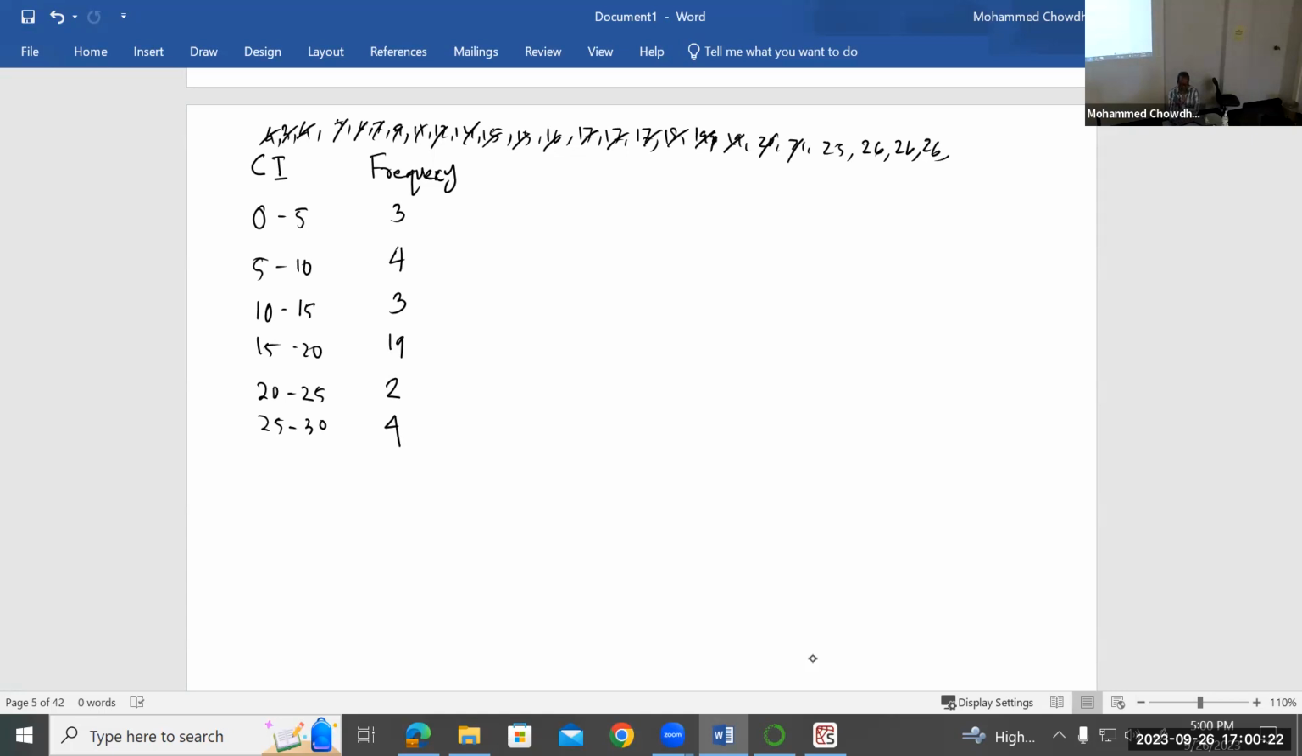Okay. So now this is called the frequency table, and then I can find the cumulative frequency table. Cumulative frequency, which is equal to 3, and then 7, and then 10, and then 19, since 15 to 20 is 1, 2, 3, 4, 5, 6, 7, 8, 9. This is 9. So 3, 7, 10, 19, 21, and then 25. Right? So now how is the histogram computed?